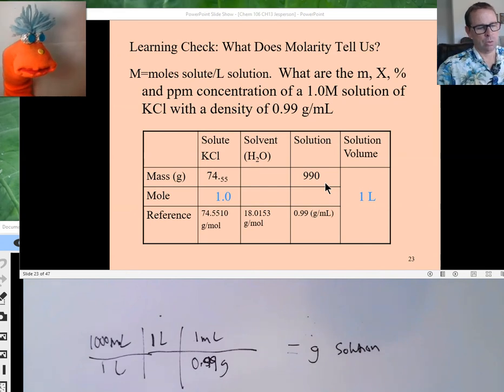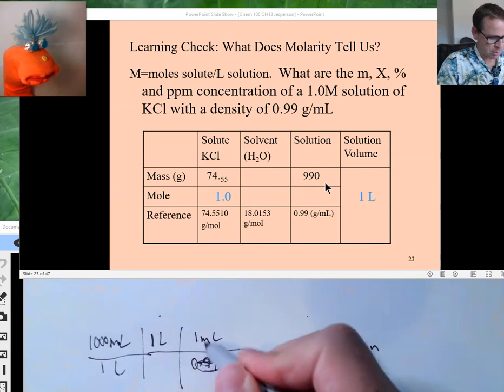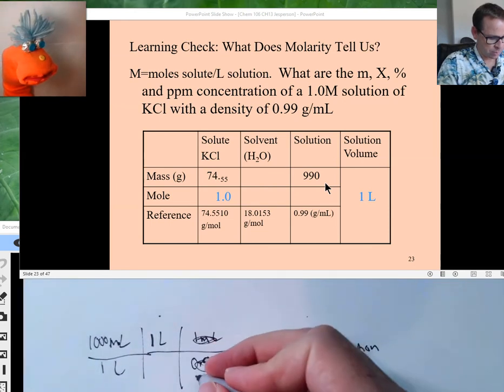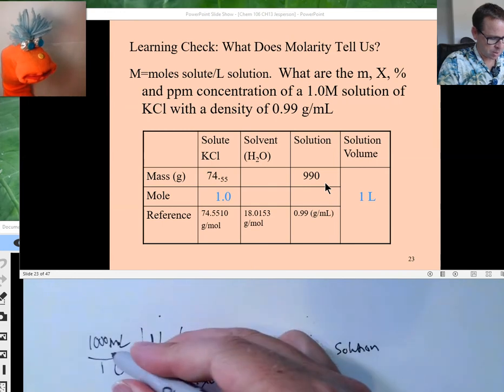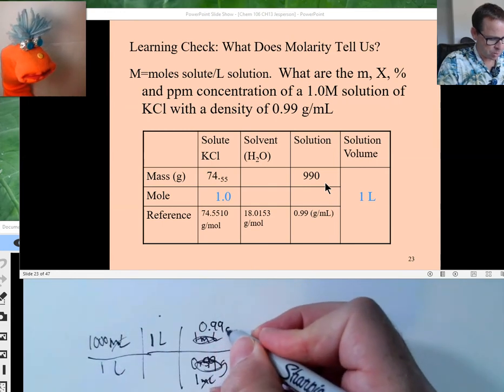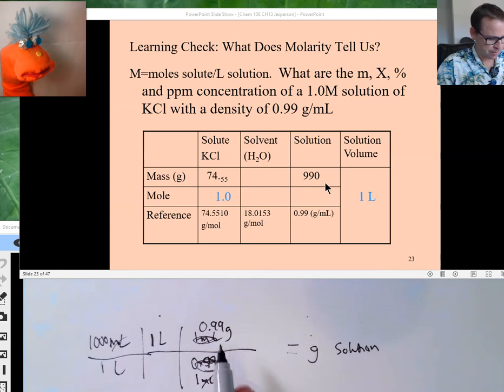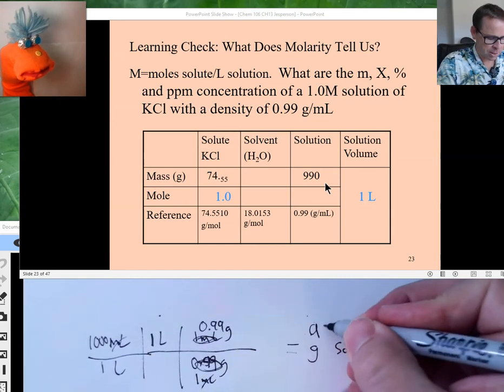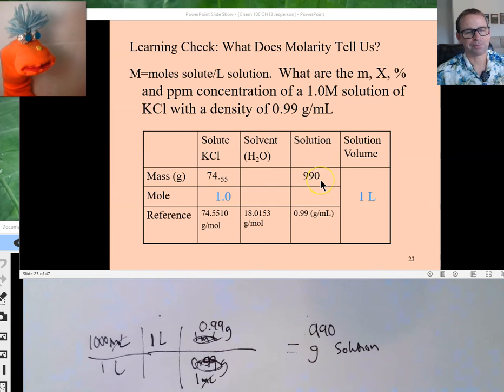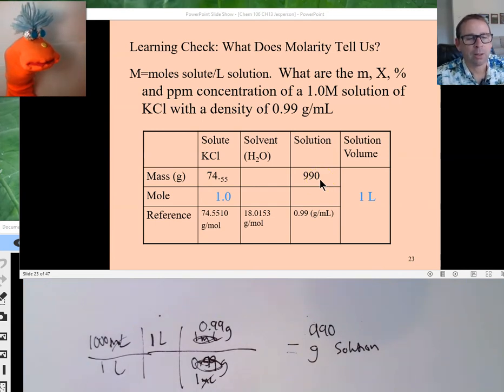Oh, sorry, this needs to be switched up, right? Yeah, okay. So we have 1 milliliter down here. That's going to cancel that out and be 0.99 grams up there. So we got grams of solution. So 0.99 times 1 times 1,000, right? And that's basically going to be 990 grams of solution. Okay. All right.